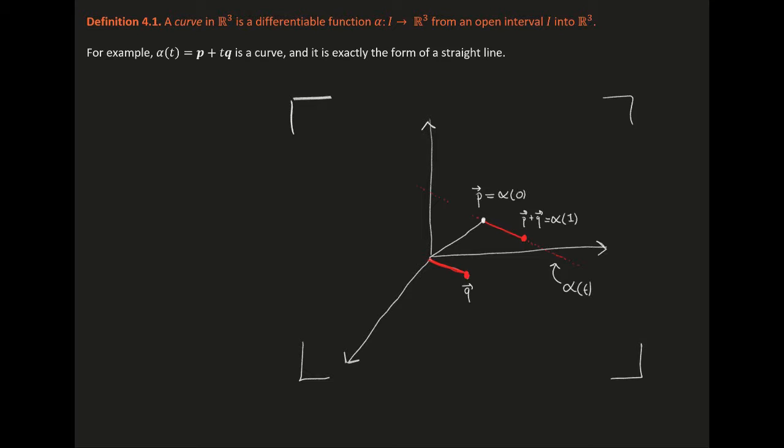For a simple example, we can consider the curve alpha of t defined as the set of points p plus tq, where p and q are points in R3, and t is a real number. This curve is exactly the form of a straight line. If p is the point alpha of 0, then p plus q is the point alpha of 1. All other points on the curve are in the direction of the line which contains p and p plus q.